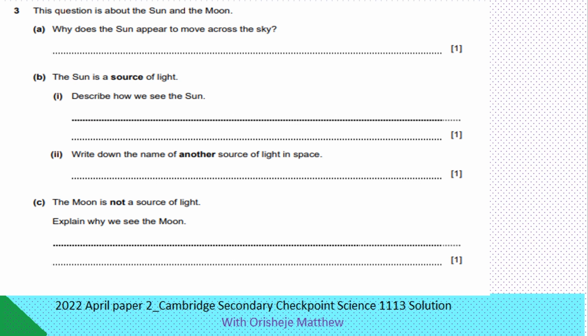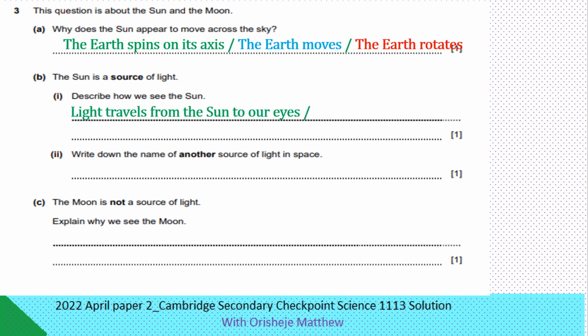This question is about the sun and the moon. Why does the sun appear to move across the sky? The earth spins on its axis, the earth moves, or the earth rotates. The sun is a source of light. Describe how we see the sun. Light travels from the sun to our eye. Light travels from the sun to the earth.